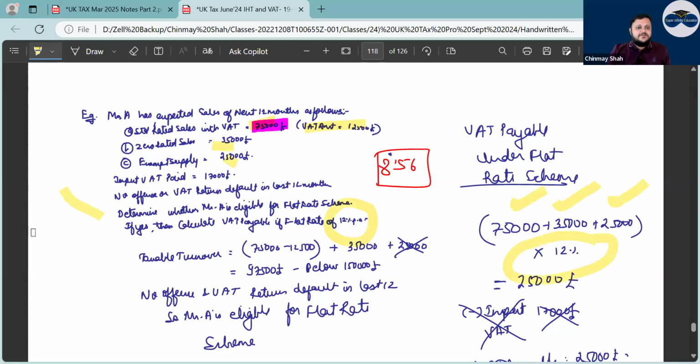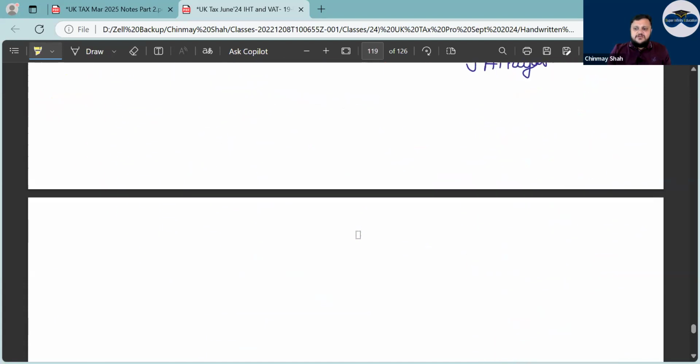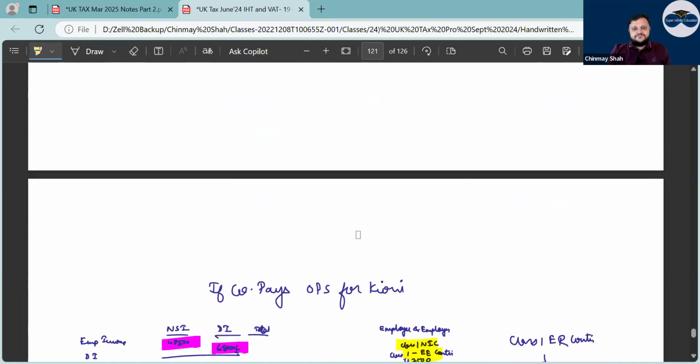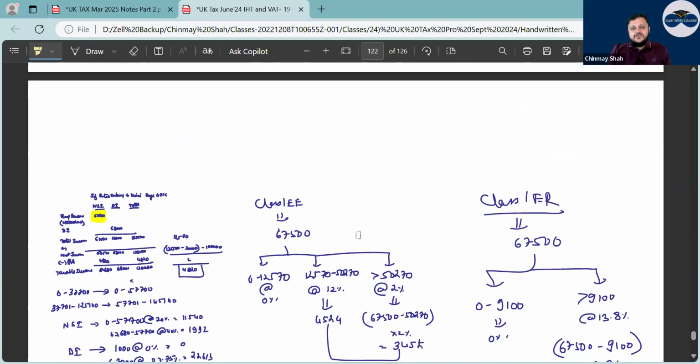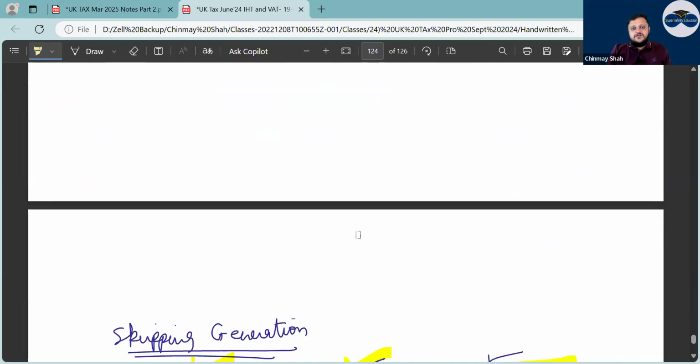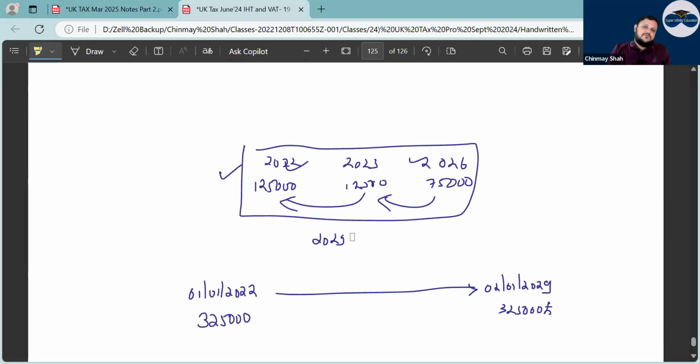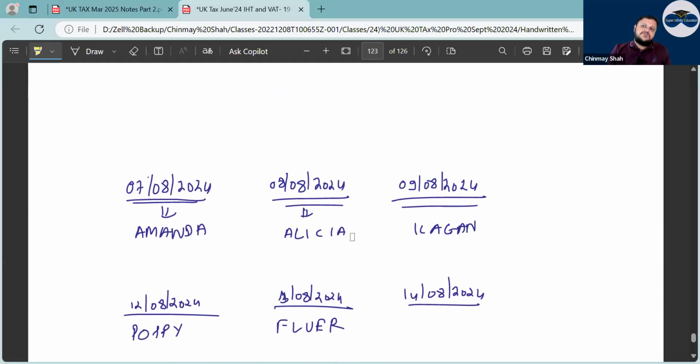No input VAT or any other thing is available. No offence to be done in the last 12 months. This is your VAT cash accounting scheme. With this, normal VAT and also the VAT admin part is done.